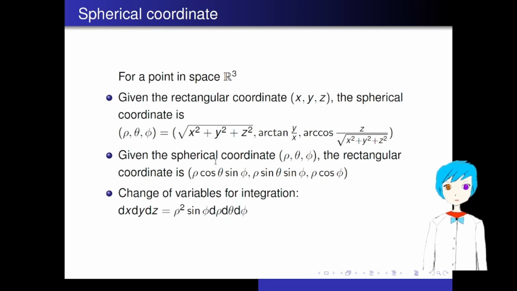Similarly, given the spherical coordinates rho, theta, phi, the rectangular coordinates are given as rho cosine theta sine phi, rho sine theta sine phi, rho cosine phi. If we are doing integration, the change of variable rule gives us dx dy dz equals rho squared sine phi d rho d theta d phi. So don't forget this rho squared sine phi here.